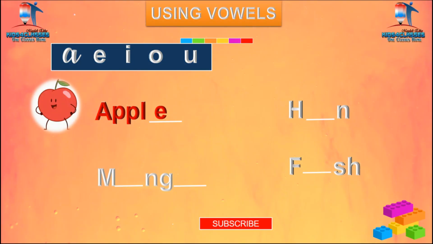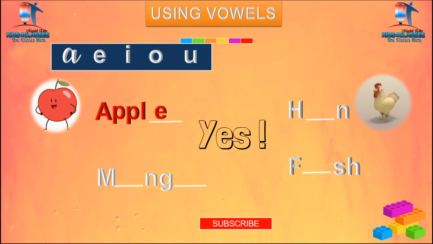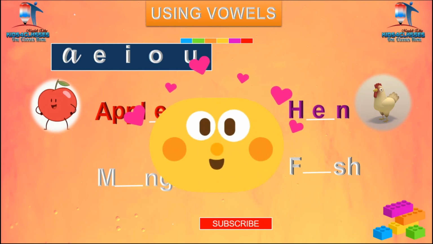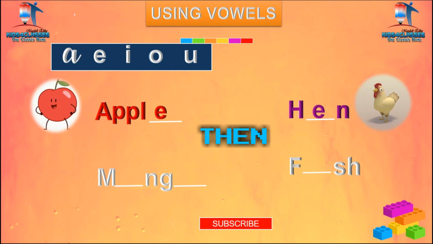Now, let us see the next picture. This picture is of a. Yes. Hen. So let us spell together. H, E, N. Hen. Now tell me children, which letter is missing from here? Very good. E. So we will write this same E letter here. Children, are you enjoying this English class? If yes, then let us see the next picture.